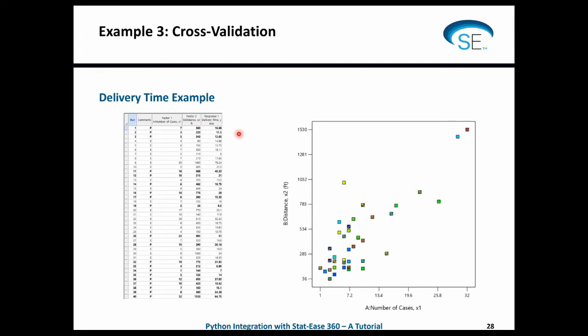So here's that example. I populated the comments field with P's and E's for the prediction and estimation runs, as they indicated them in the textbook. You can see from this scatter plot that the checkboxes are the prediction runs, and they're pretty evenly distributed. This is historical data as well, so it's not a designed experiment.